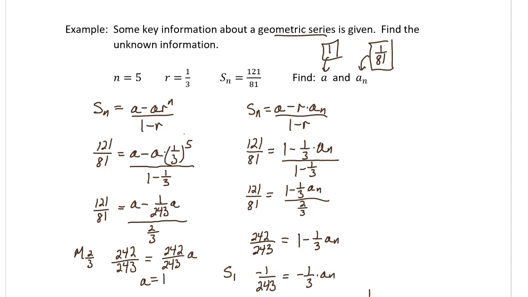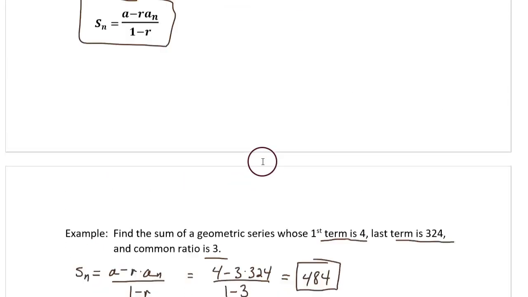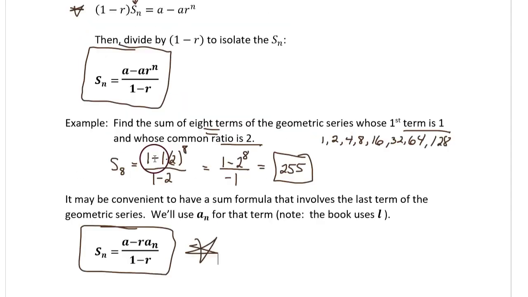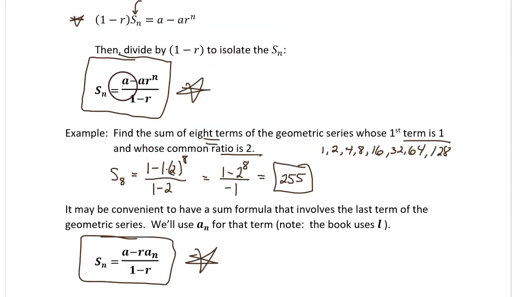Let's summarize the lesson. We looked at formulas for how to find the sum of a geometric series. There are two of them. One of the formulas uses the value of a, r, and the last term. The other formula uses the value of a, r, and the number of terms that you're adding up.